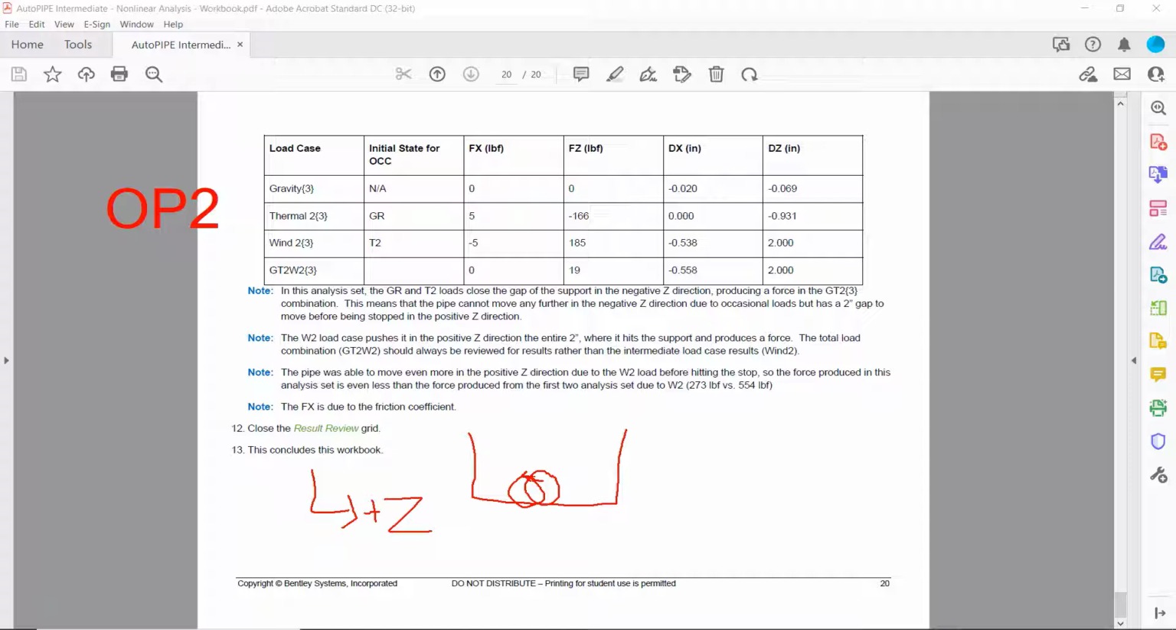The thermal load case in this case at 550 degrees, a lot hotter than it was before, actually makes the pipe move all the way to the left, a total of 0.931 inches, until it hits the stop and produces a force. This total load case is GT2.